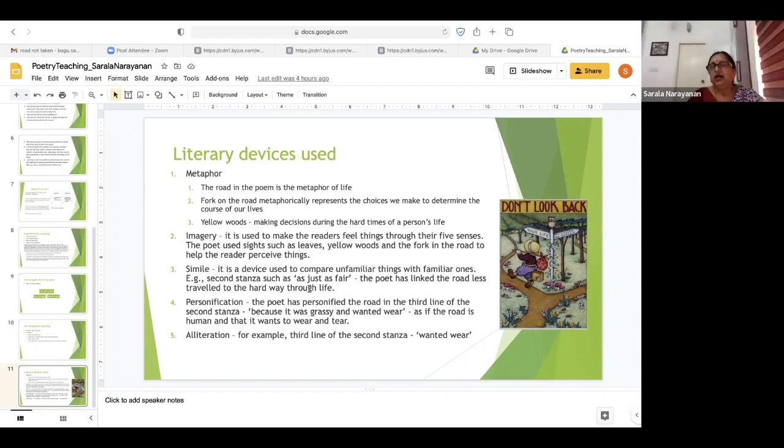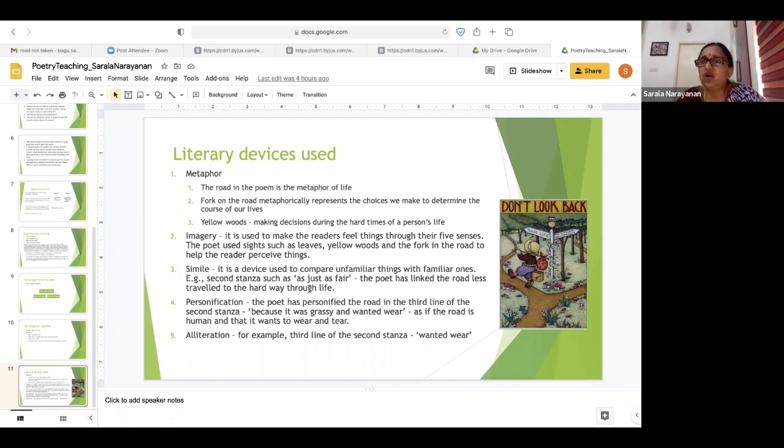But why we call that personification? The third line in the second stanza, because it was grassy and wanted wear. See, it is human beings who undergo wear and tear through ages. Road is a non-living thing. But here the poet is describing the road as if it had wear and tear.